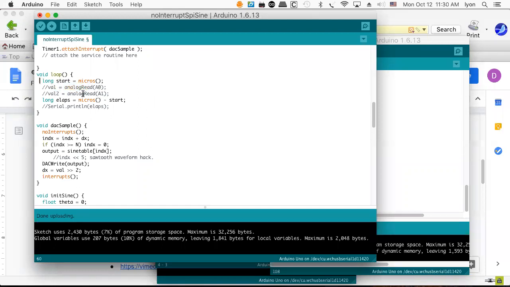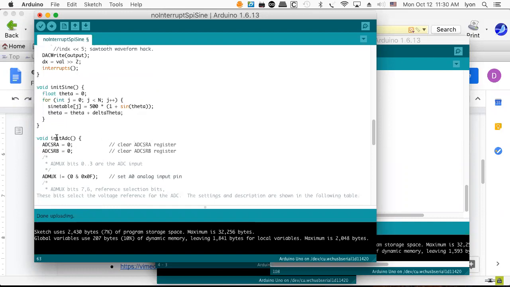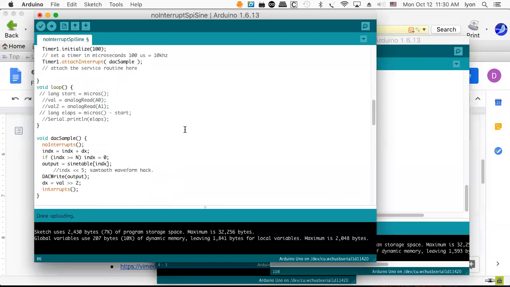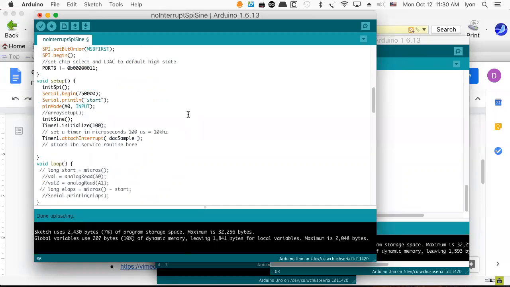You probably don't need your micros, but you don't need any of that. And now, you want to invoke init ADC as part of your setup, right? Because now you're setting things up to work as an interrupt-driven ADC converter.